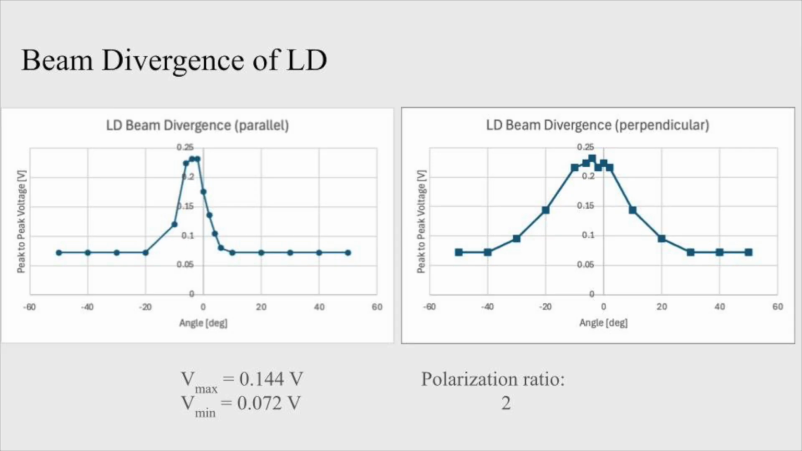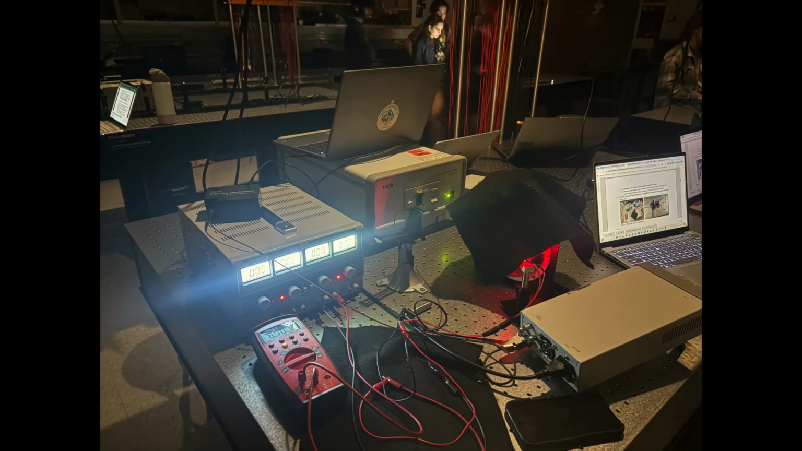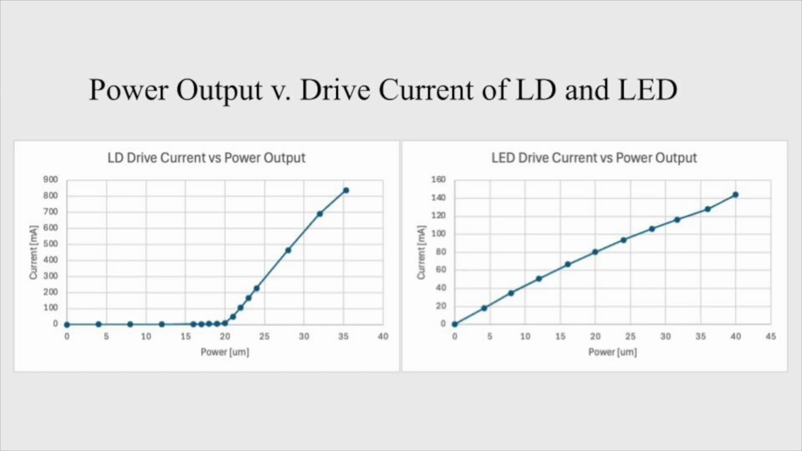Finally, for part D, we used an integrating sphere to measure the output power versus drive current for both an LED and an LD. We took these values for a drive current from 0 to 40 milliamps, and we were able to make the following graphs from our data. As the graphs imply, after the LD reaches threshold current, it begins to increase at a much higher rate, while the LED increases at a near constant rate.